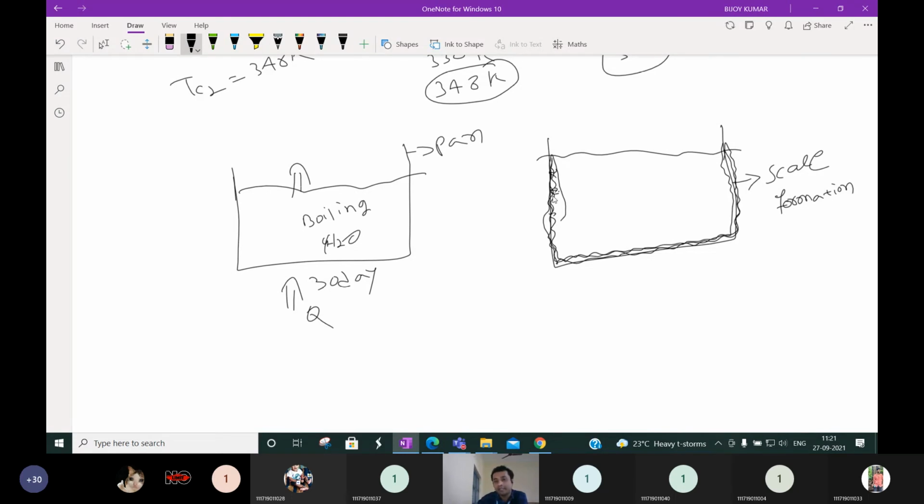Suppose we have another container, a very old container, in which the scales are deposited. By applying the same Q, what we applied here, in which case will the water boil more quickly? Can anyone say?